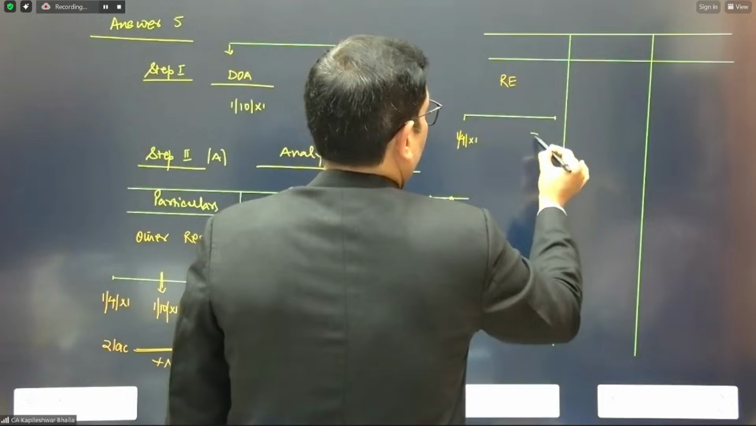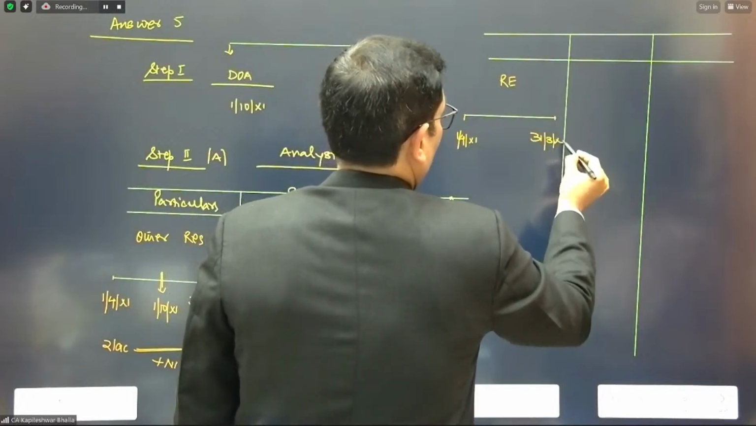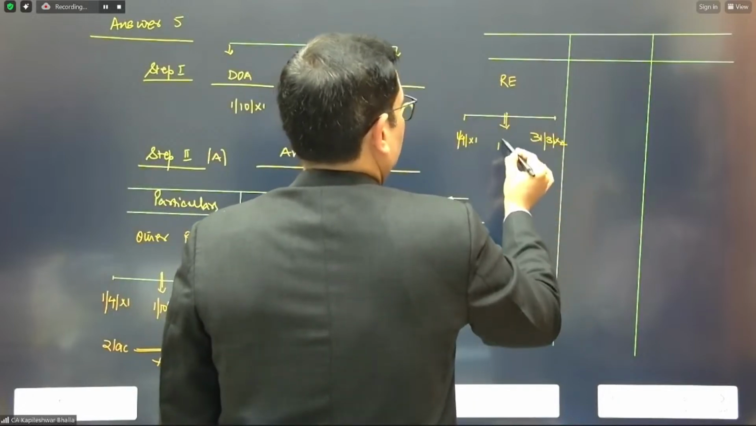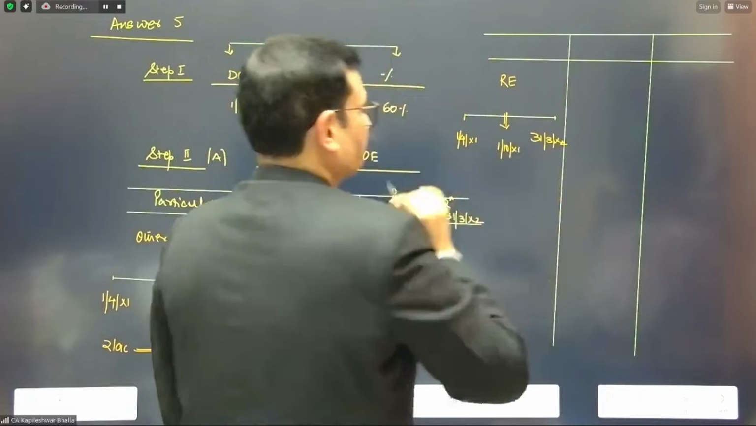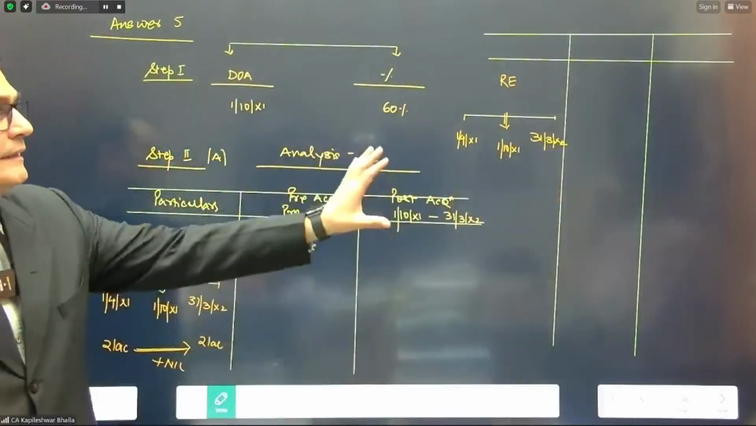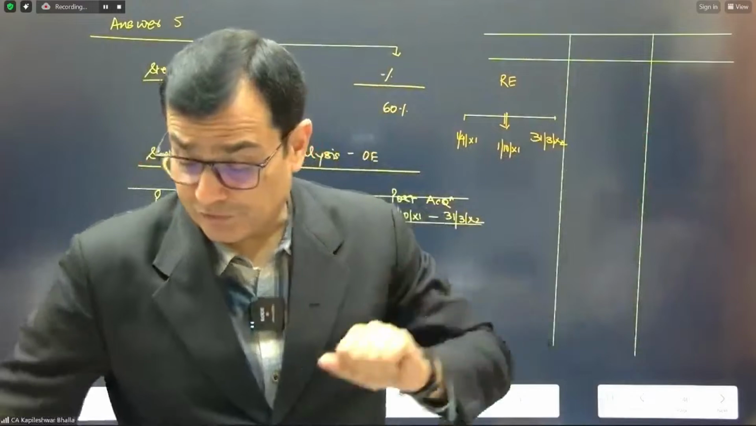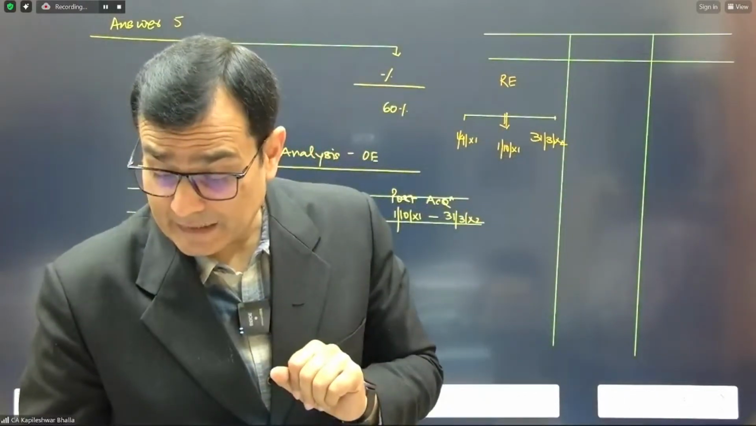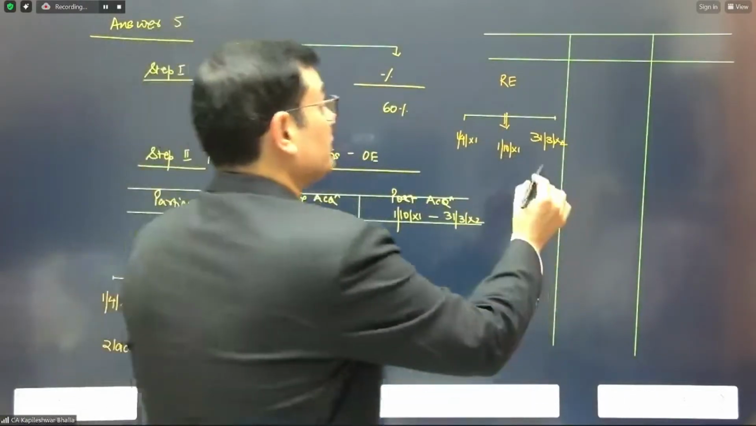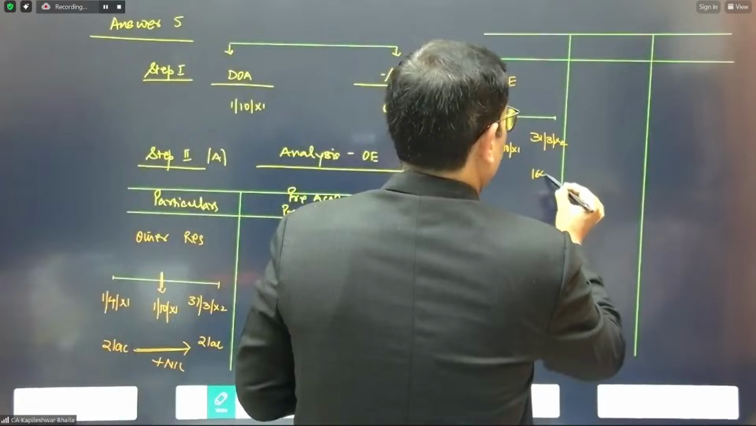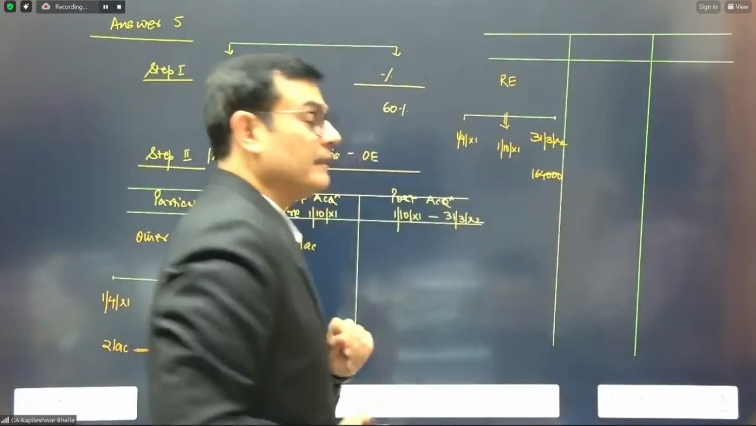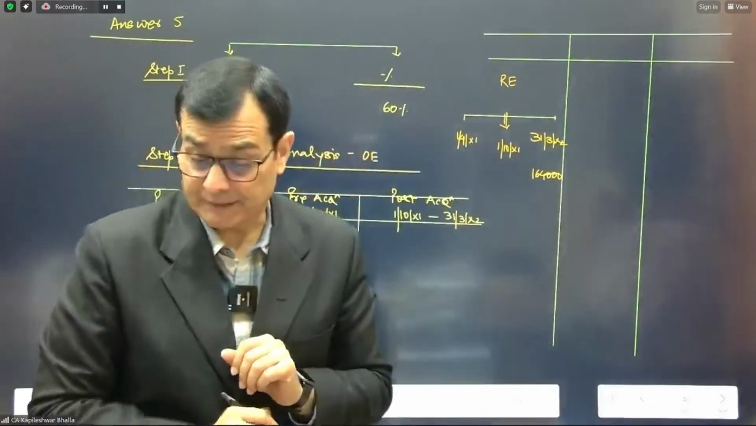1st April X1, 31st March X2, and the date of acquisition is 1st October X1. So let's look at the additional information and the balance sheet of the subsidiary, get the figures. The retained earnings on the balance sheet date is 1,64,000. This is the retained earnings on the balance sheet date.